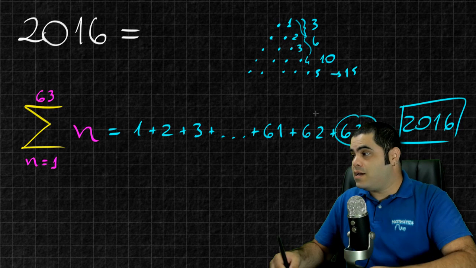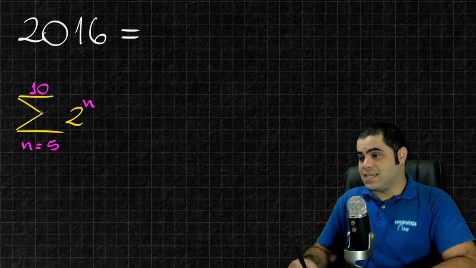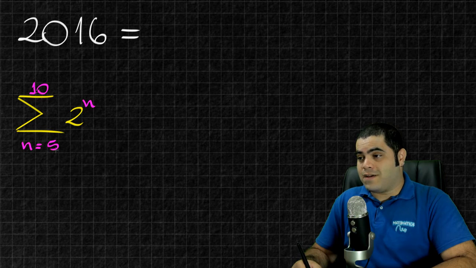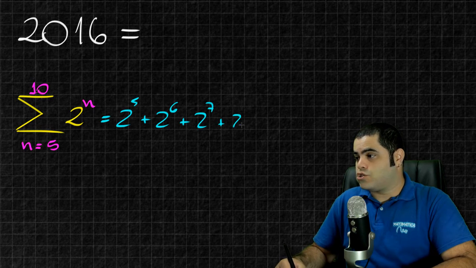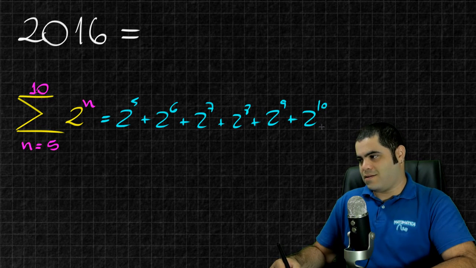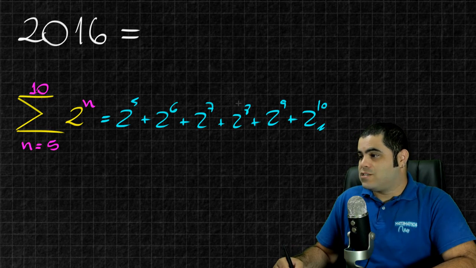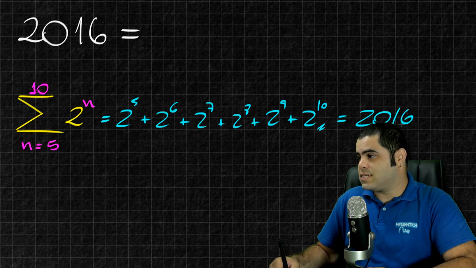But it doesn't end up here. I will have more properties like this one. This is the sum of 2 to the nth power from n equals 5 until n equals 10. So this is equal to 2 to the 5th power plus 2 to the 6th plus 2 to the 7th plus 2 to the 8th plus 2 to the 9th plus 2 to the 10th. And this is also very interesting. You see that the pattern is very interesting here, right? And this also equals 2016.